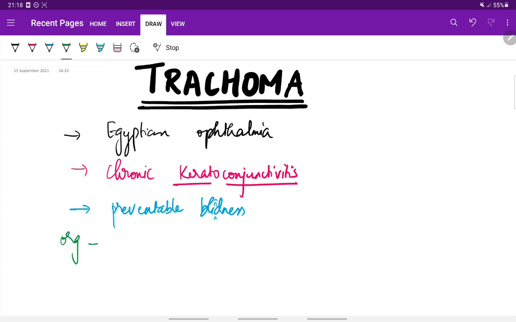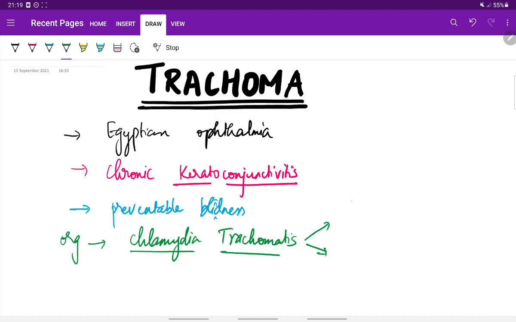The causative organism is Chlamydia trachomatis. This Chlamydia trachomatis has two serotypes, TRIC and LGV. This TRIC has in turn A, B, BA, C and the serovars D to K. In LGV there are L1, L2 and L3.